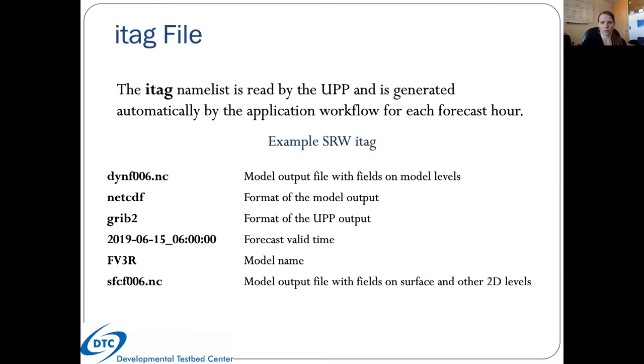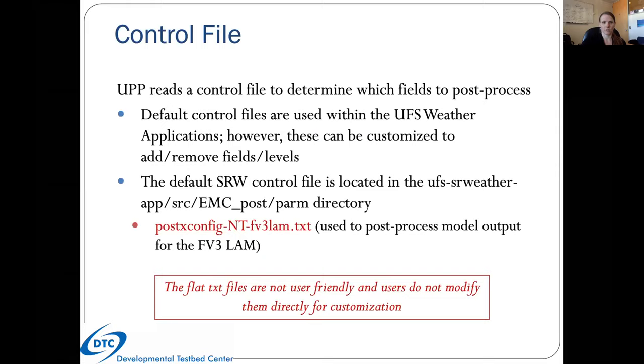The next one is the forecast valid time. Note that this is the valid time for the forecast that you are post-processing, and it is not your start or initialization time. Next is the model name. For the FV3LAM, this is called FV3R. And then finally, the model output file with fields on surface and other 2D levels. So again, you don't need to generate that yourself. It is generated automatically with the workflow.